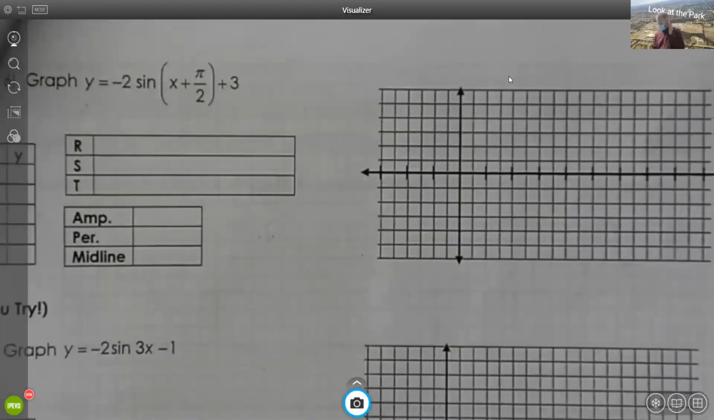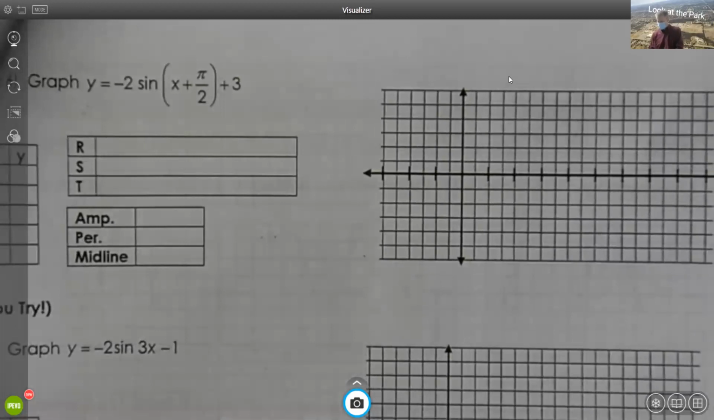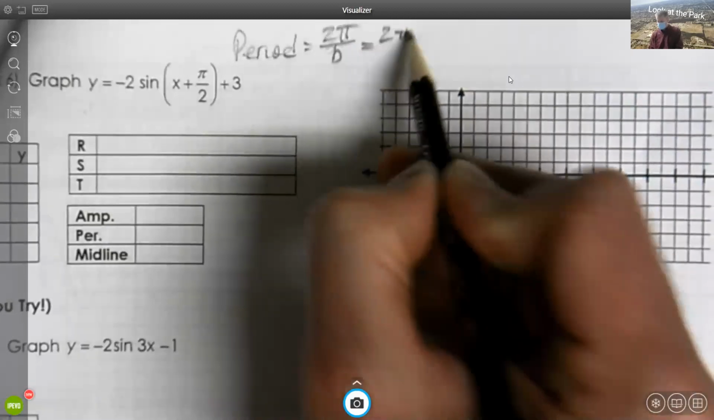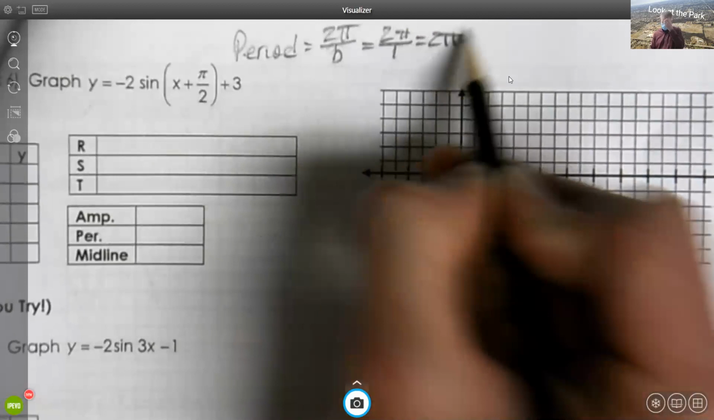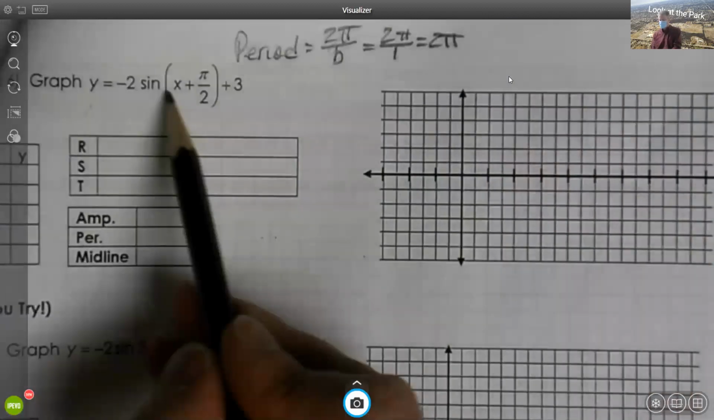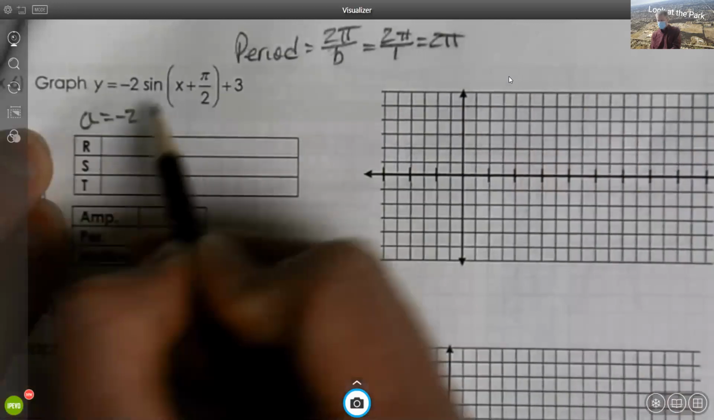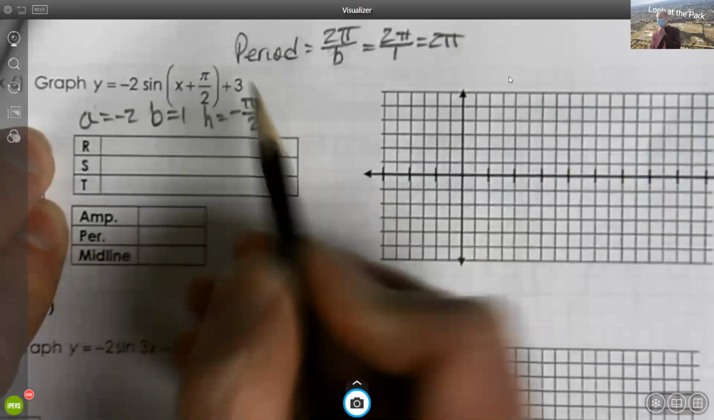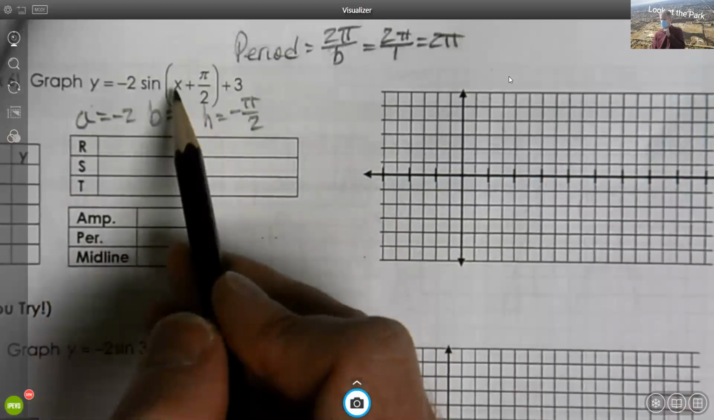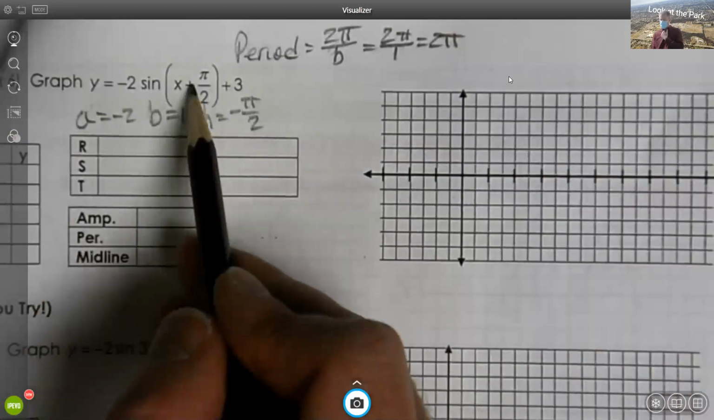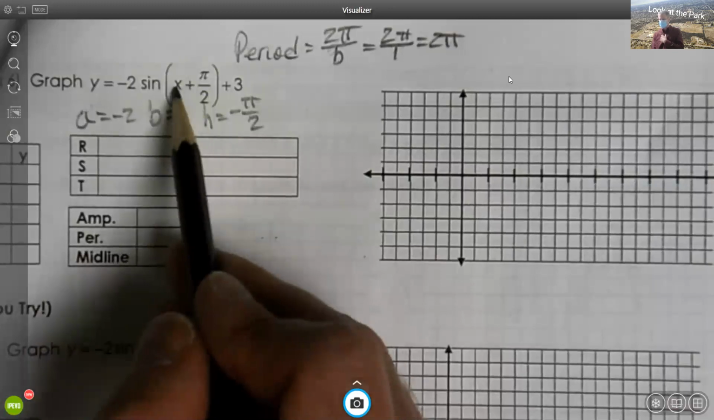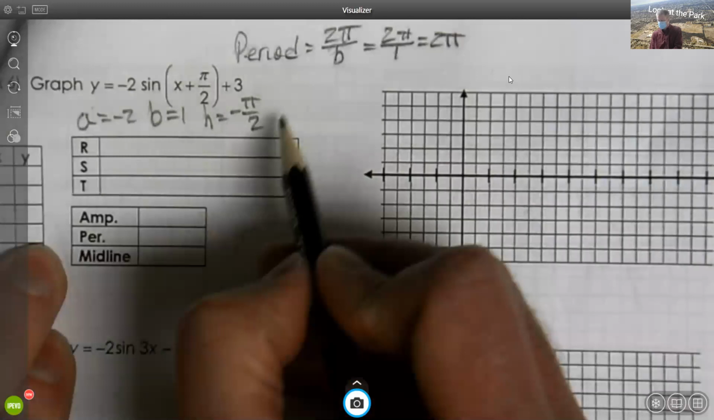So I'll do this one for you. If you want to work at it at the same time, that is awesome. It looks again that the period is 2 pi because there is no b value. The a value is -2, the b value is 1. The h value is -pi over 2 because it's always the opposite of what it looks like. The formula is x minus h. So if this is a positive-looking, plus h, then the h must have been a negative to have x minus a negative to show it as a plus. The k value is 3.